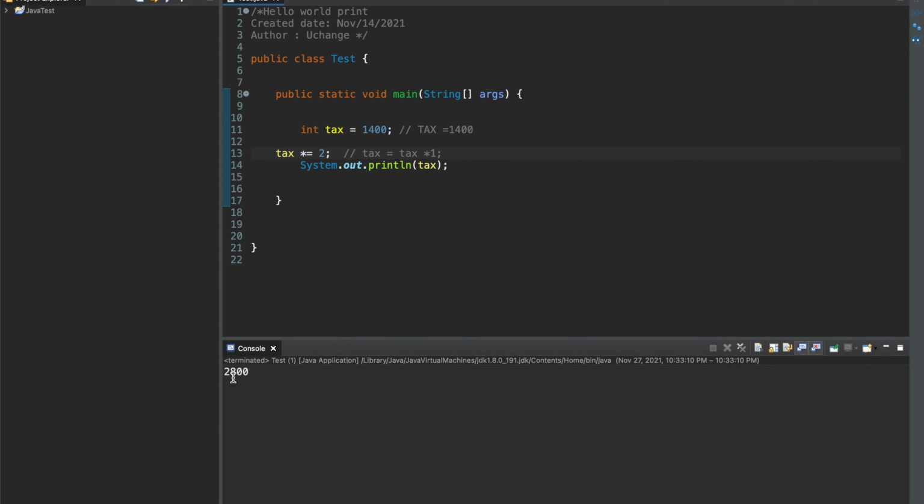Boom. As you can see here, 2800 is there. What it did was it went to the initial value, it found 1400 and multiplied it by 2. That's what it does. So kindly don't get confused whenever it says plus equals, minus equals, multiply equals, or divide equals. What it really means is it is going to find the initial value and then multiply, add, or subtract whatever is given with the value.